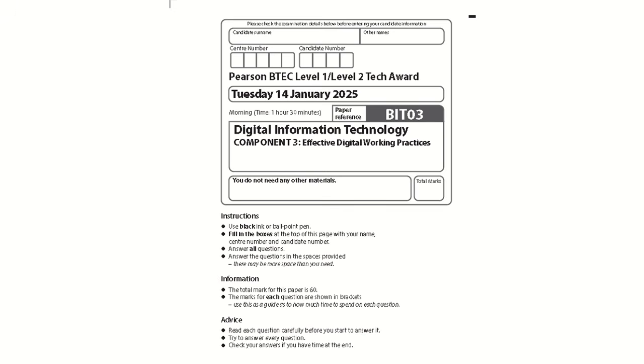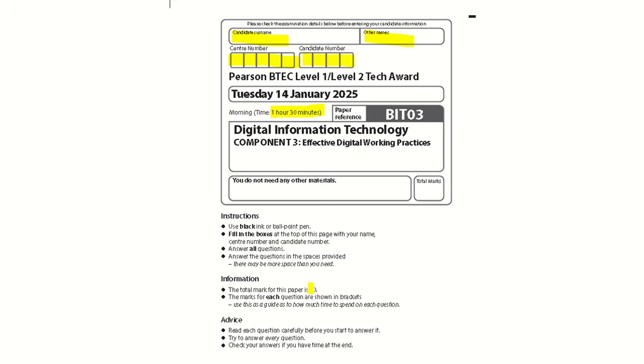This video is looking at the BTEC Digital Information Technology Component 3 paper from Tuesday the 14th of January 2025. So just like every other one of these papers, you get all of the same features on the front. You're going to fill in your surname, your first name, your centre number and your candidate number. It tells you you've got an hour and a half, that's 90 minutes.